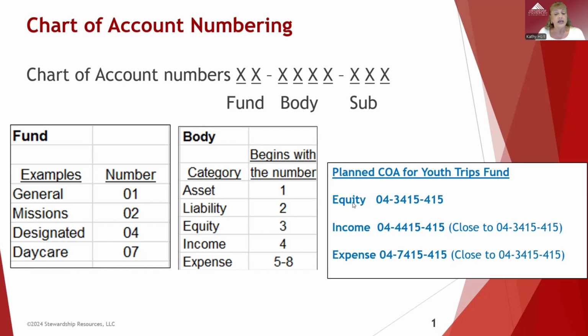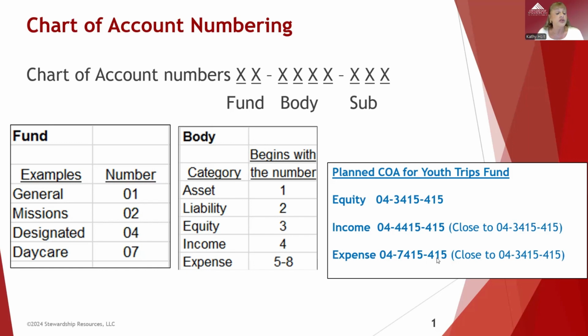So we've got our equity account, and notice the middle 4 numbers is a 3. That goes along with equity. Our income, the middle 4 numbers is a 4. That goes along with income. The middle 4 numbers for our expenses is 7, which is between 5 to 8. The 04 fund is our designated fund. We got those covered. What we have added is the sub of 415 to every chart of account item that goes along with our designated Youth Trips Fund. So our equity ends in 415, our income ends in 415, our expense ends in 415.